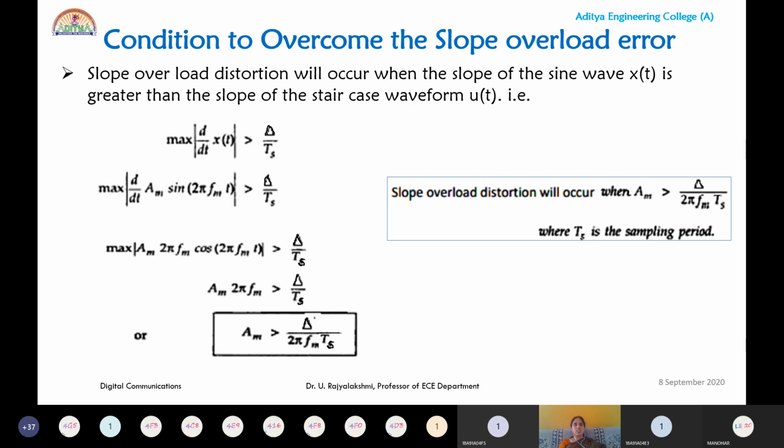What is the slope of x of t? Slope of x of t is dx of t by dt, because the x of t signal magnitude varies with respect to time. So take the change in the magnitude with respect to time. Okay, so the maximum of d by dt x of t is greater than delta by Ts.